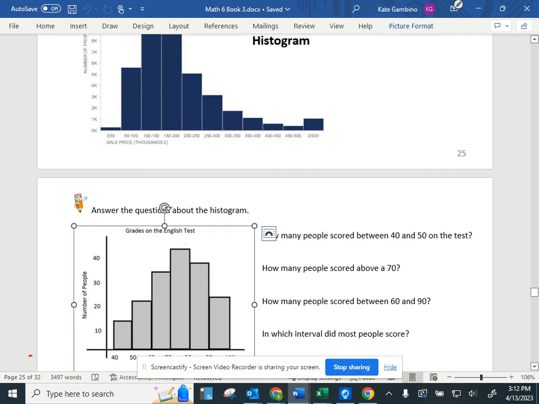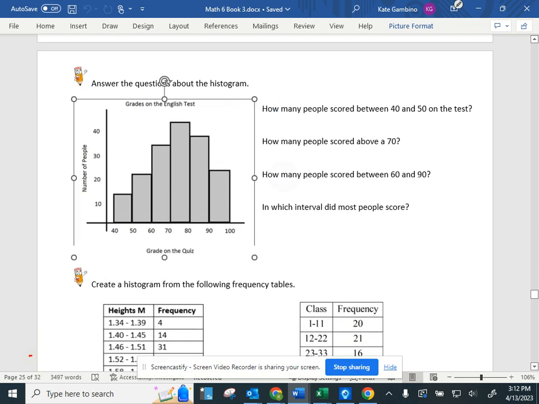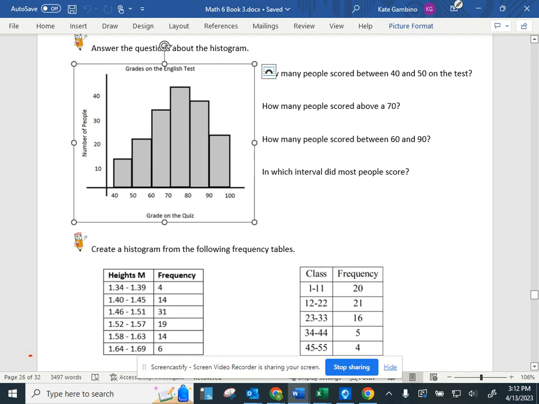To our second page. We have a histogram and we need to be able to answer the questions. Now this histogram is a little complicated because the numbers on the left going up our y-axis don't have clear numbers in between the 10 and the 20, the 30, the 40. So we're not sure exactly how many. So I'm going to tell you how high I put these bars going to, so then when you answer your questions, you can answer them easier.